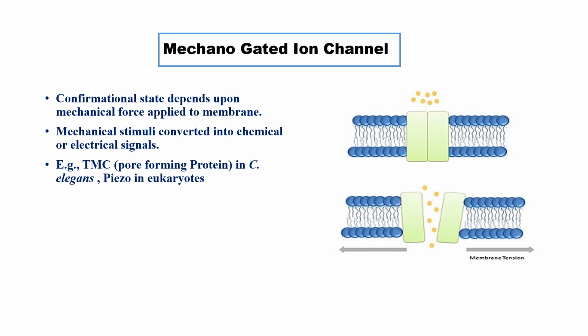The next one is mechanogated ion channel. In this ion channel, the conformational state depends upon the mechanical force applied. Let's understand with this diagram. This is the plasma membrane, this is the outer side and this is the inner side, and this is the mechanogated ion channel, which is closed at this time. When any mechanical force is applied to the membrane, this mechanical force is converted into chemical or electric signals, and the channel opens, and molecules can pass from outside to inside the membrane. For example, TMC in C. elegans and piezo in eukaryotes. Thank you.